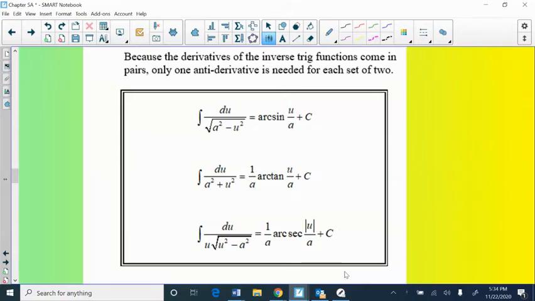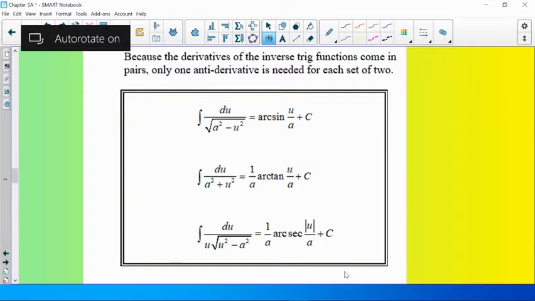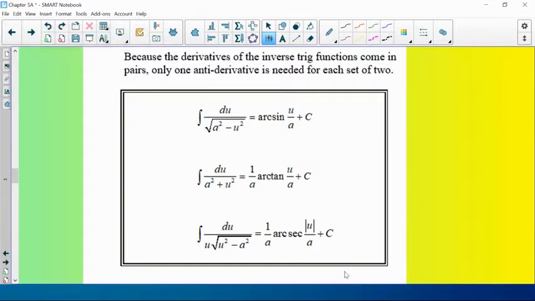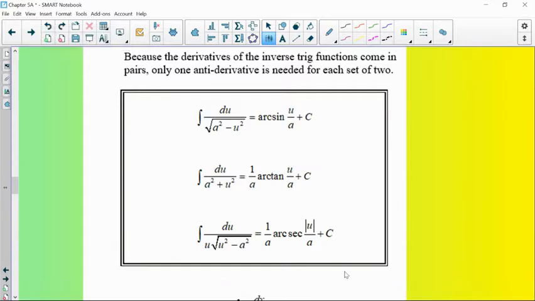Okay, so the second video in inverse trig is going to give us functions, or we're going to be integrating functions whose results will be the inverse trig functions. And the nice thing here is that because all of the cofunctions are just negative of the normal functions, really you only have three antiderivatives to worry about: arcsine, arctangent, and arcsecant.